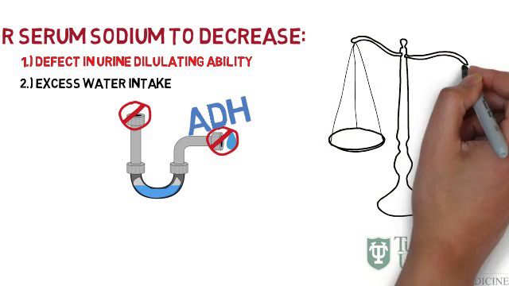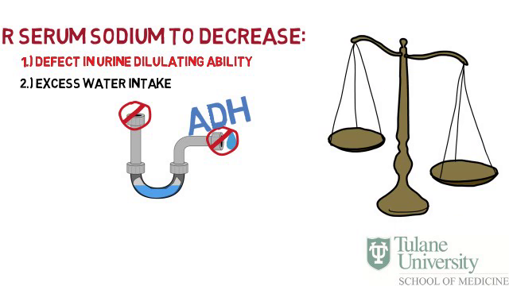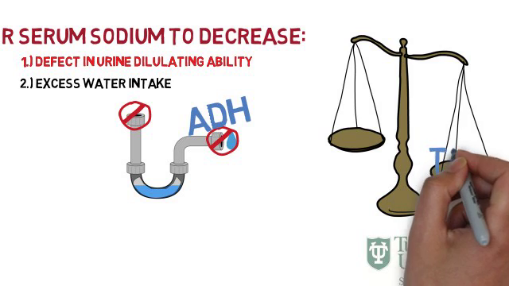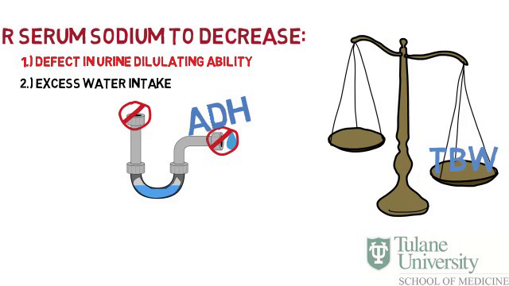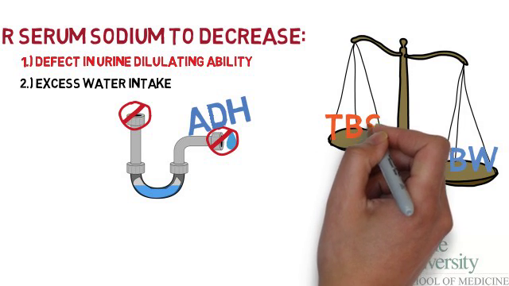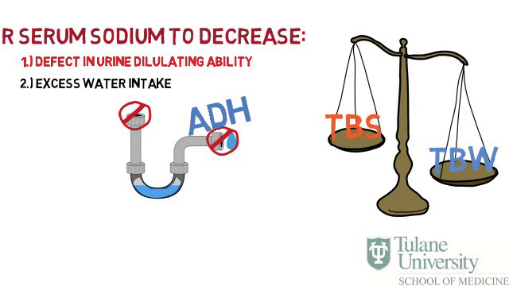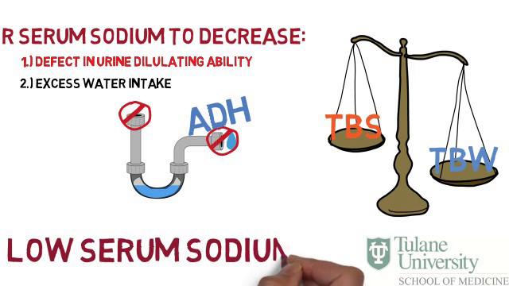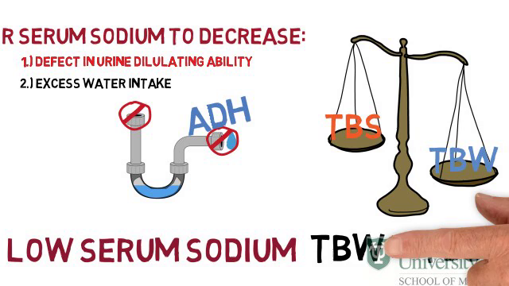So it's important for us to remember that anytime we have hyponatremia or decrease in our serum sodium, there will be an increase in total body water no matter what. Now, total body sodium can be increased, stay the same, or decrease, but whenever we have a low serum sodium, the total body water will always be greater than the total body sodium.